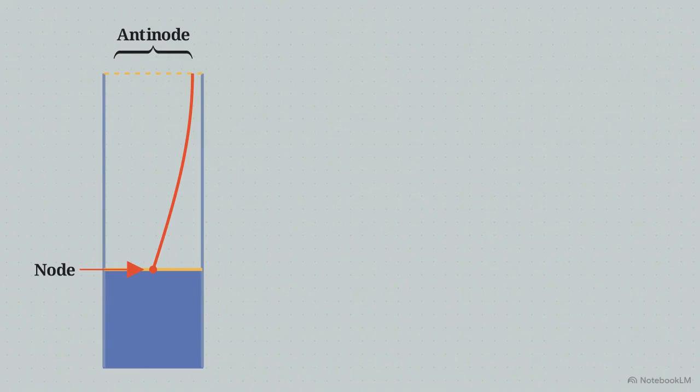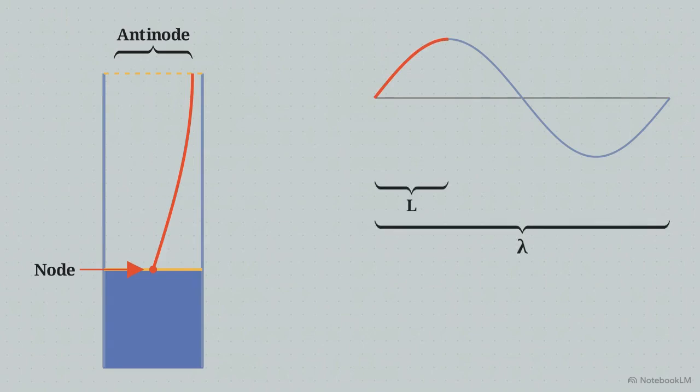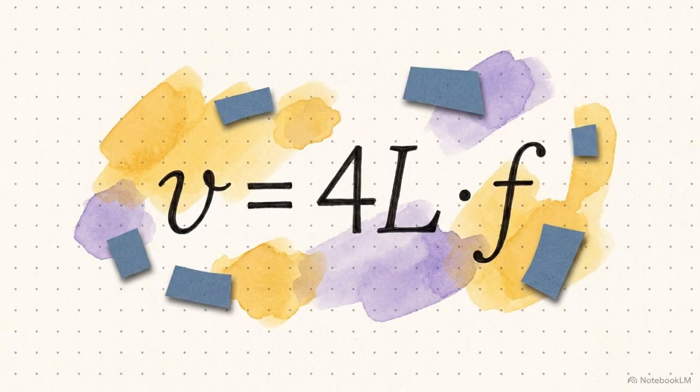This specific shape, pinched at the bottom and wide open at the top, locks the geometry. It means the empty space inside our tube represents exactly 1/4 of the sound wave's total length. If the tube holds 1/4 of the wave, we simply multiply the length of that air column by 4 to get the full wave size. Multiply that by our 500 Hz frequency, and we calculate our velocity. It is a clean, elegant textbook equation.